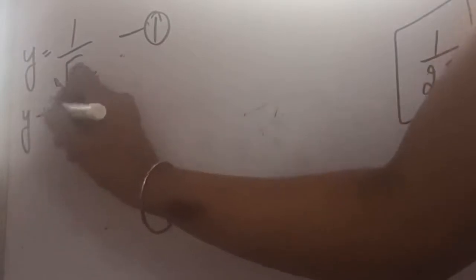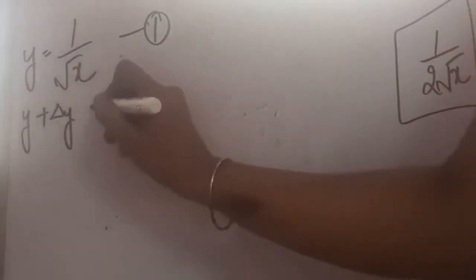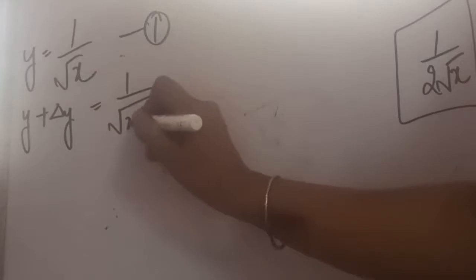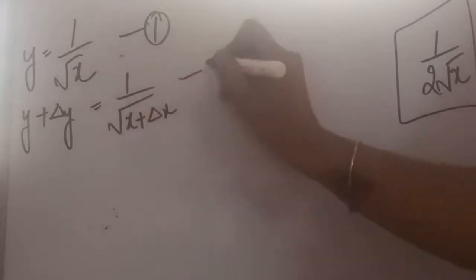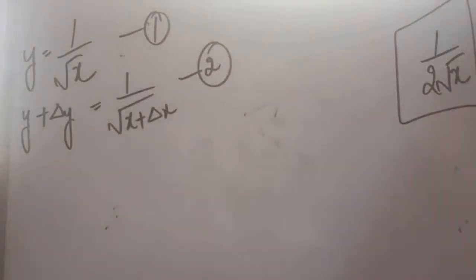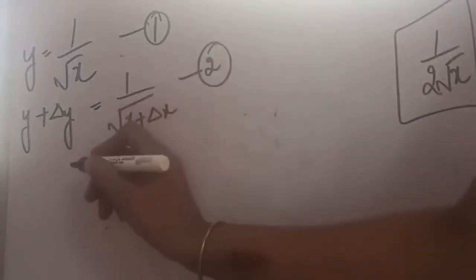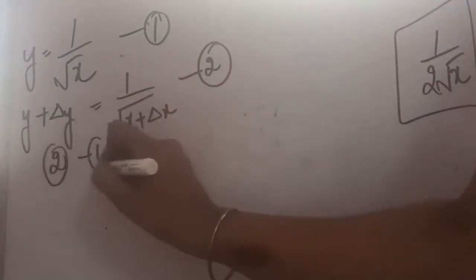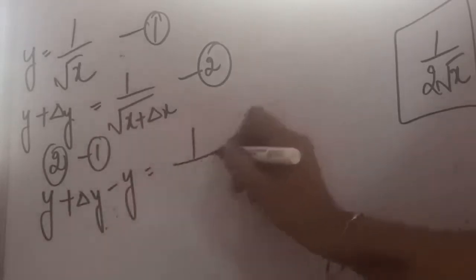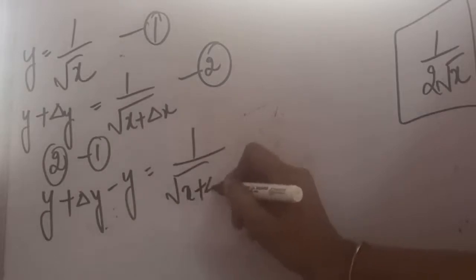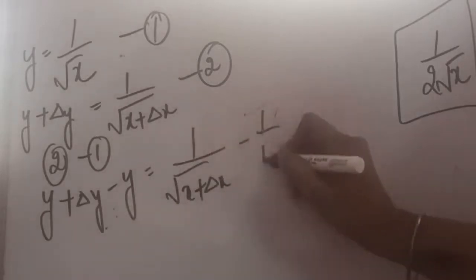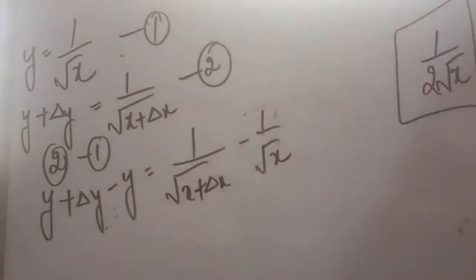Now introducing the increments, y plus delta y is equal to 1 upon root x plus delta x. This will become our equation number 2. So moving further, we have to do 2 minus 1. On the left hand side, y plus delta y minus y. On the right hand side, 1 upon root x plus delta x minus 1 upon root x. So this is what we are going to get now.